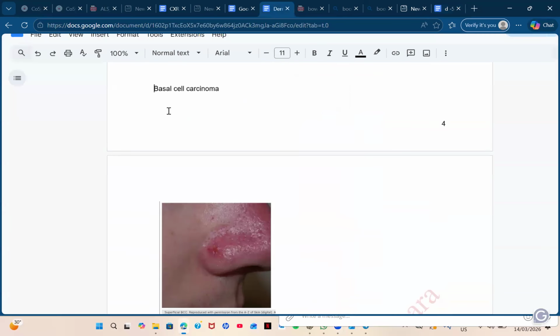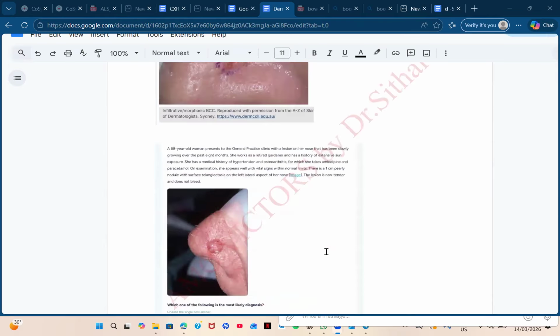So now tell me about basal cell carcinoma, how does it present? Tell me, doctors. Pearly, telangiectasia you can see. Sun exposed area. Good. Rolled edge, telangiectasia, central.